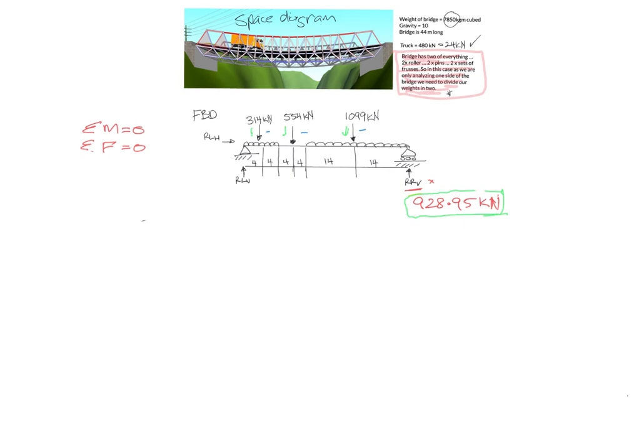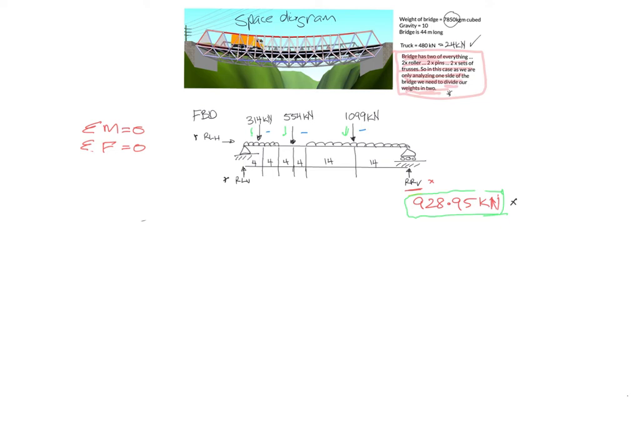Okay, so by using a moment calculation, we were able to find out that the reaction at right vertical is 928.95. Now that we've got that going, we can start working out the reaction left vertical and reaction left horizontal. Let's just stick with the horizontal for one second.